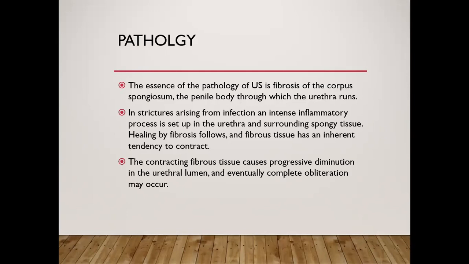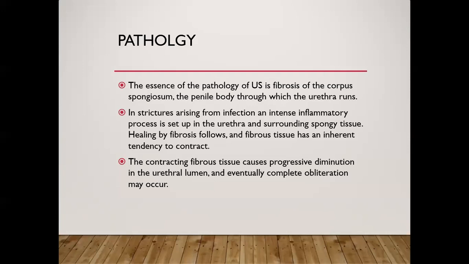So in the pathology, the essence of the pathology of urethral stricture is actually fibrosis of the corpus spongiosum, and this is the penile body through which the urethra runs. We know that the urethra runs through the corpus spongiosum. And in strictures arising from infection, an intense inflammatory process is set up in the urethra and the surrounding spongy tissues. And the healing is by fibrosis.